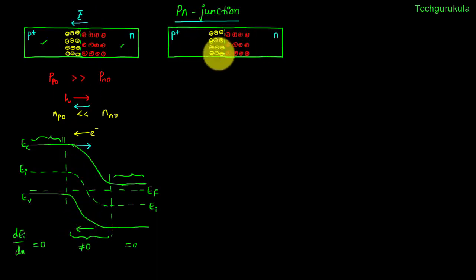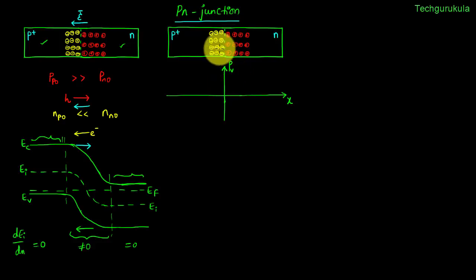Let me take the same PN junction and try to plot the charge distribution, electric field, and potential distribution inside the PN junction, where I'm taking distance on x-axis and volume charge density on y-axis.